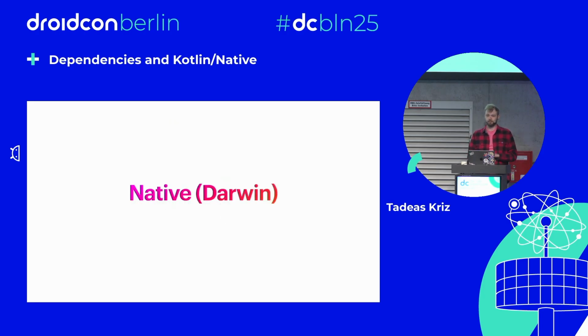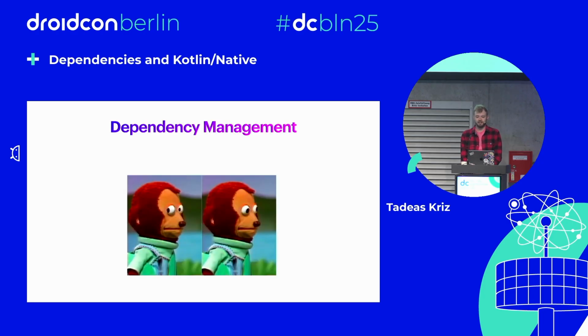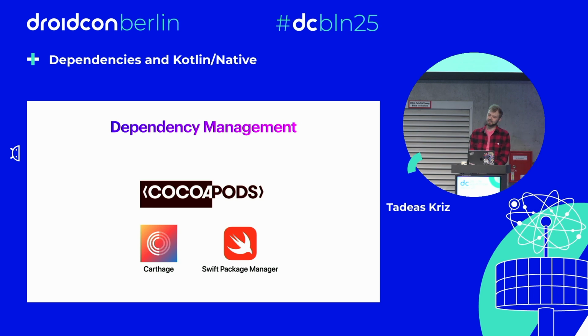Now, we've run our JVM, everything works, and it should run everywhere, as the marketing says. How about native? It's not as simple. We do have dependency management, but it works a little differently. So at this point, for iOS at least, you can use one of these three: CocoaPods, Carthage, or Swift Package Manager.